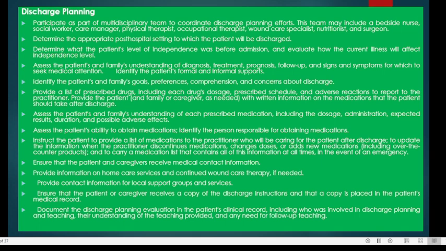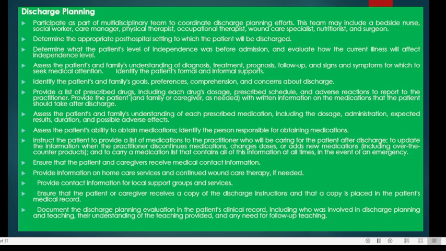You need to provide a list of the prescribed drugs, including each drug's dosage, prescribed schedule, and adverse reactions to report to the surgeon. Also provide the patient, the caregiver, or family if required, with written information on the medication that the patient should take after the discharge. You need to assess the patient's and the family's understanding of each prescribed medication, including the dosage, administration, expected results, duration, and possible adverse effects.